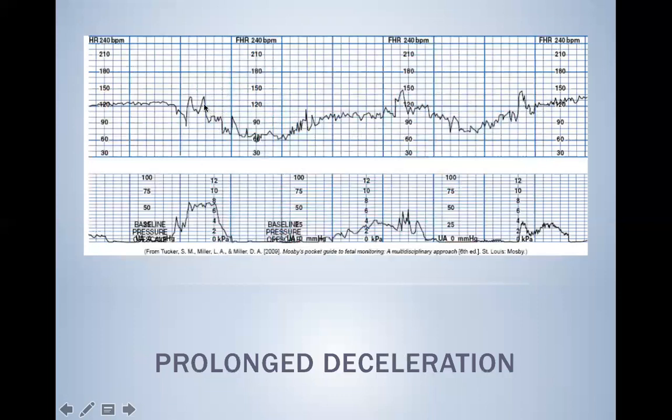So it's, let's see here. That's about a half a minute. So 1, 2, 3, 4, 5, 6.5 minutes. So that's a long decel. And we do not assess variability during a decel at all. So this does not indicate fetal well-being because it looks like the baby has variability. Variability is an aspect of the baseline, not an aspect of a deceleration.